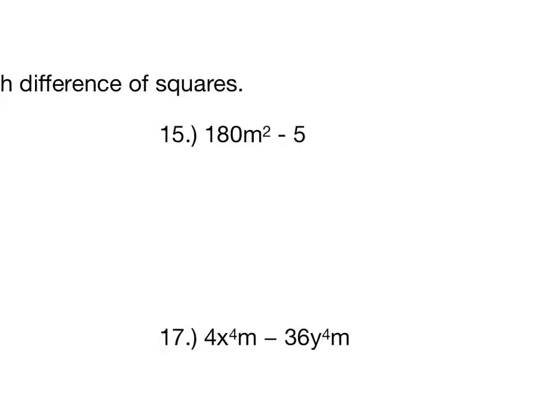Okay, now we have 180m squared minus 5. Again, we could take out a 5. And 180 divided by 5 is 36m squared. And then 5 divided by 5 is 1, so it'd be minus 1. And now we could go ahead and, we have a difference of squares, so we could go ahead and factor this out even more.